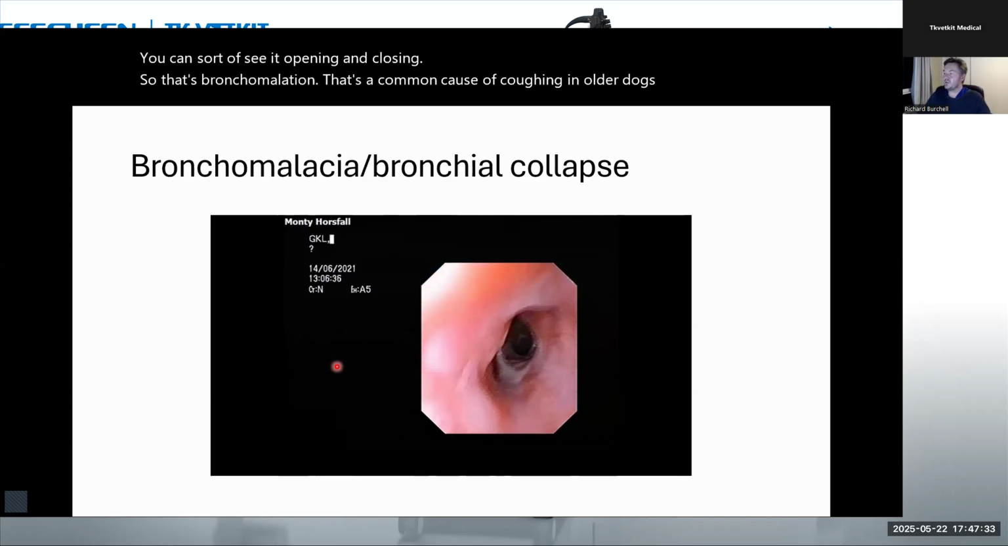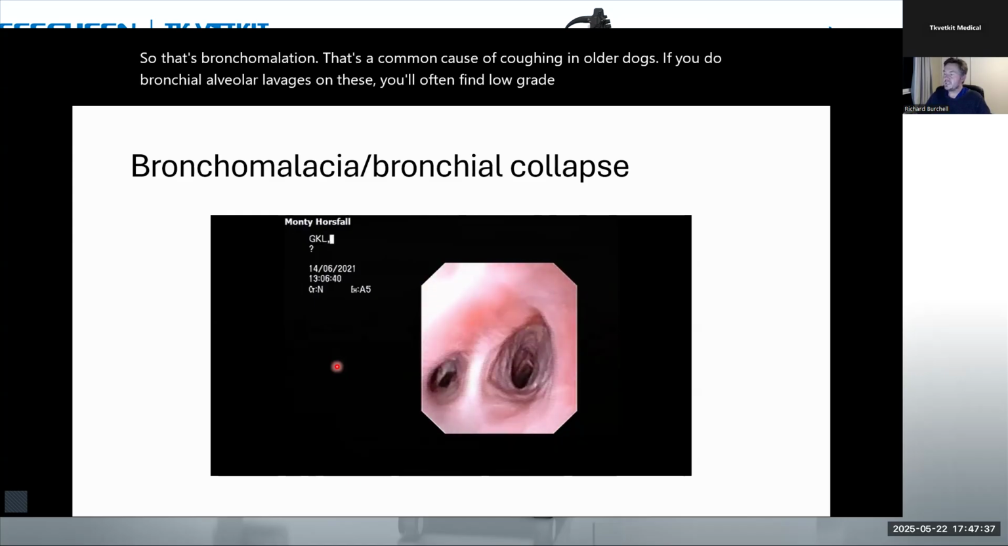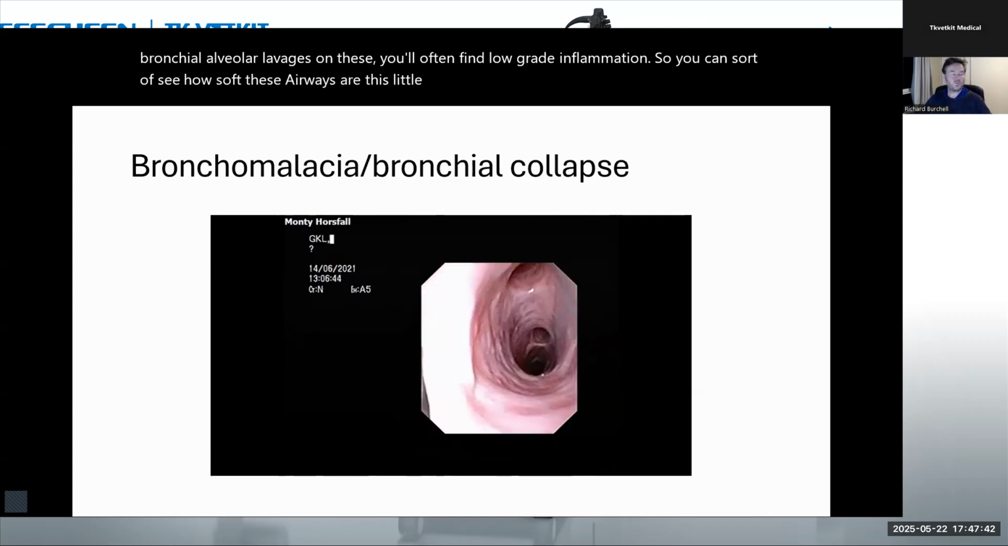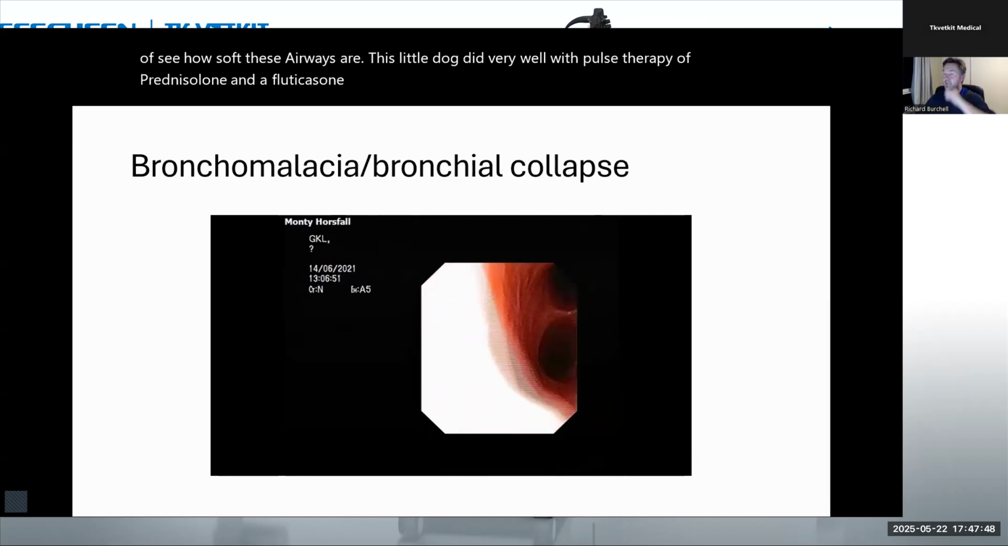If you do bronchoalveolar lavages on these, you'll often find low-grade inflammation. So you can sort of see how soft these airways are. This little dog did very well with pulse therapy of prednisolone and a fluticasone inhaler, and a little bit of environmental management and weight loss.